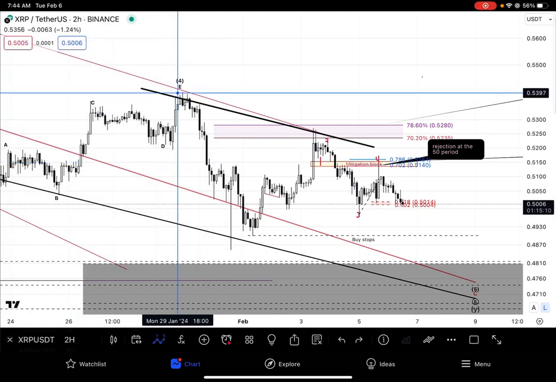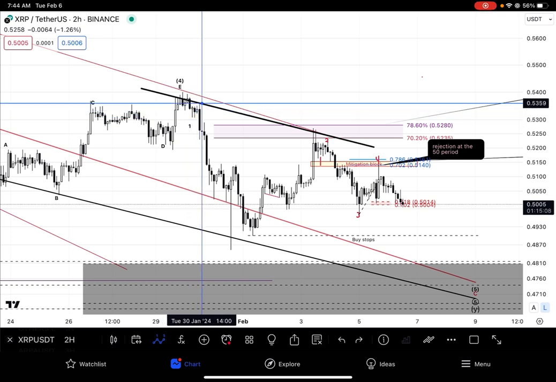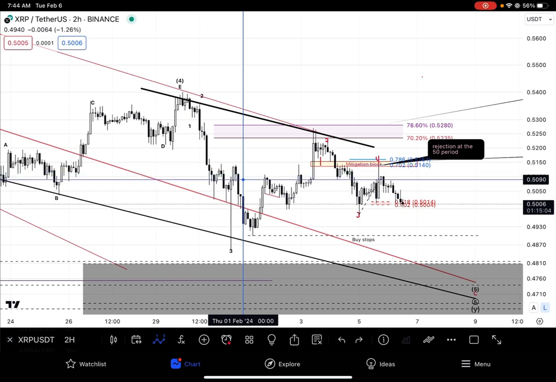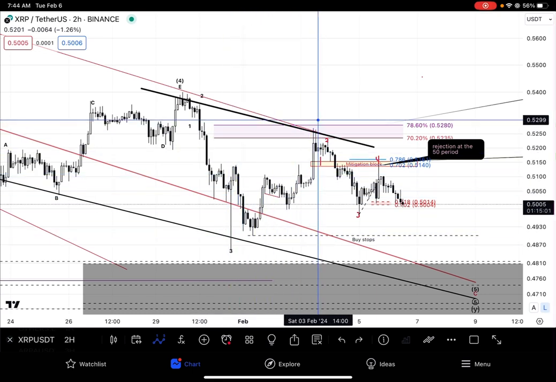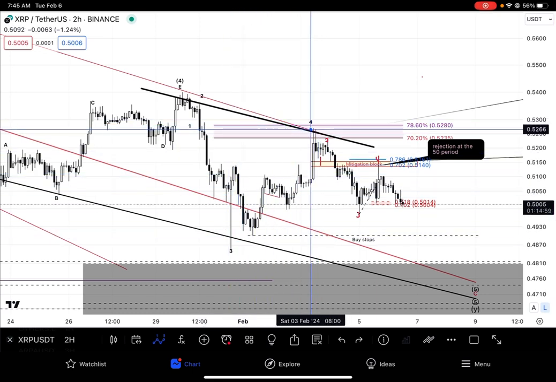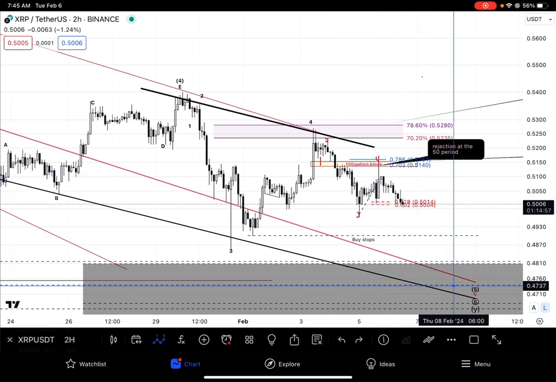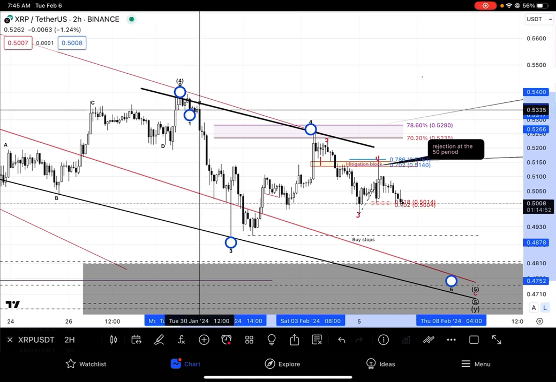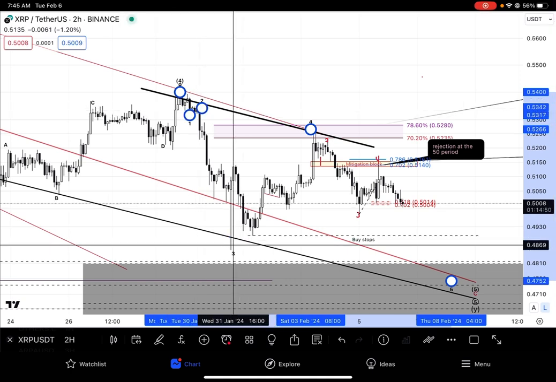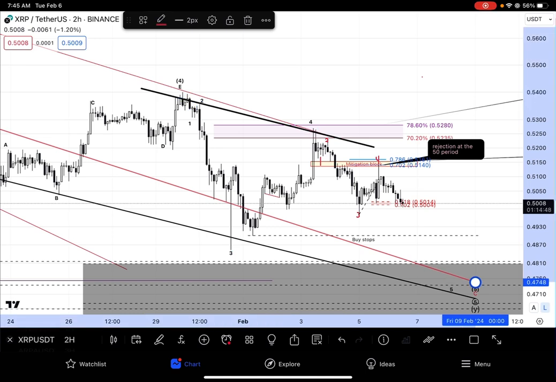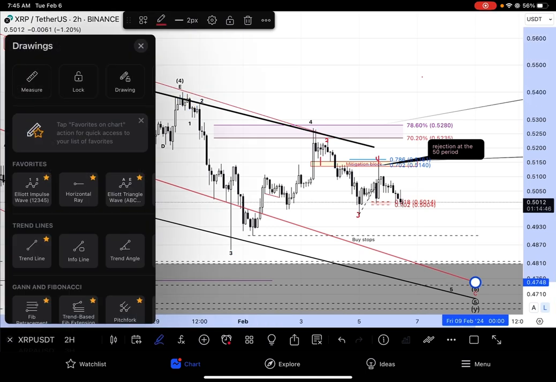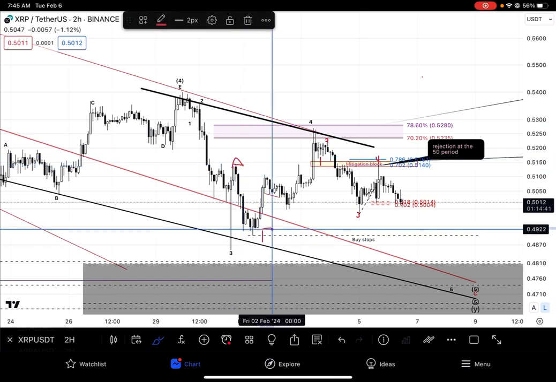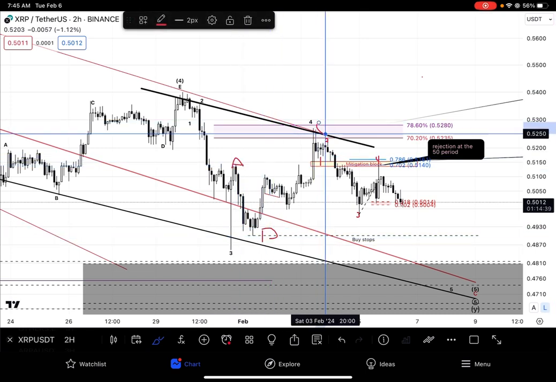So this over here would be your subwave 1. This is your subwave 2. This is your subwave 3. You have an A, B, C correction for your wave 4. And now we're starting our subwave 5 of 5. This would make more sense. And all this was your A wave, B wave, and then this is your C wave of your subwave 4.